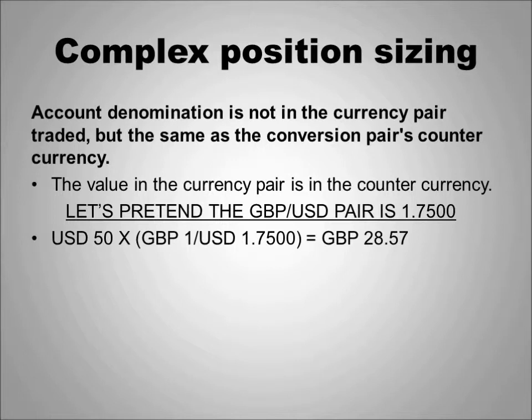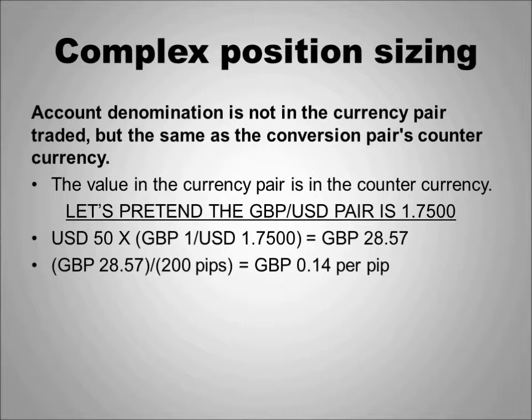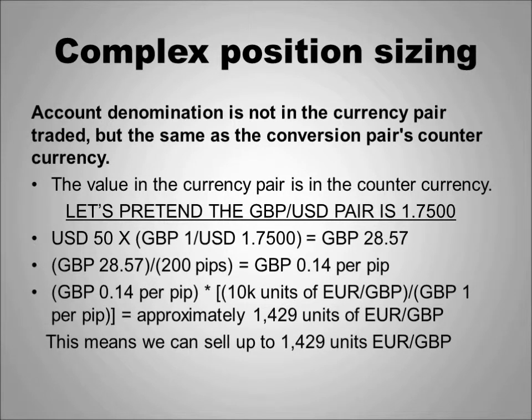That means we don't want to risk more than 50 US dollars. So 50 US dollars, multiply that by the quotient of 1 British pound divided by $1.75, and we have our answer, which is 28.57 pounds. So it just means that when we get into this market, we don't want to lose more than this many pounds. And then we need to figure out how much each pip is worth, which is 14 pounds.